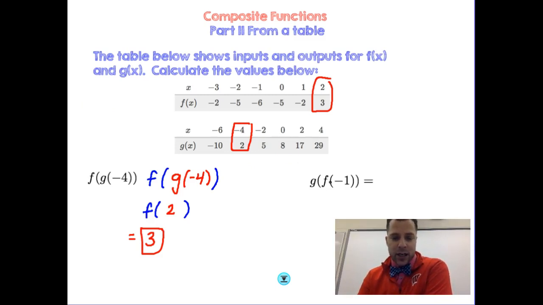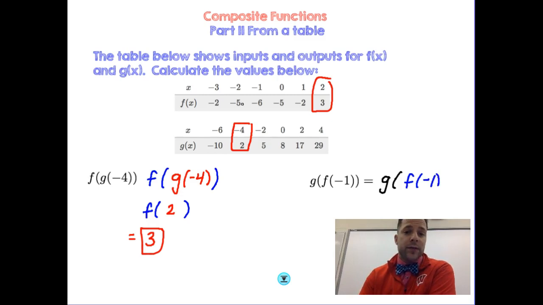Let's look at g of f of -1. Well, we did f of -1 earlier. So the first thing that we need to do is find f of -1. f of -1 is right here, which when you plug -1 in for f, you get -6. So we're looking at g of -6.